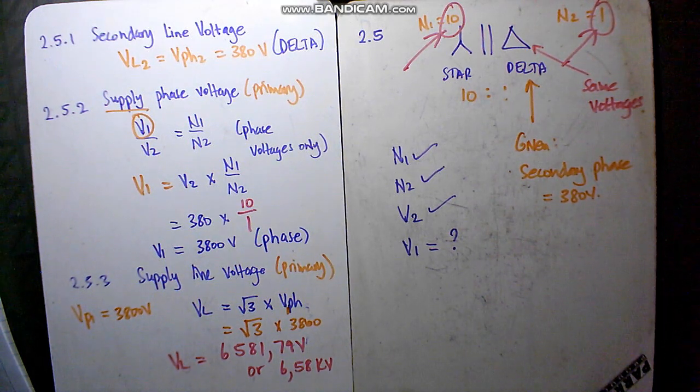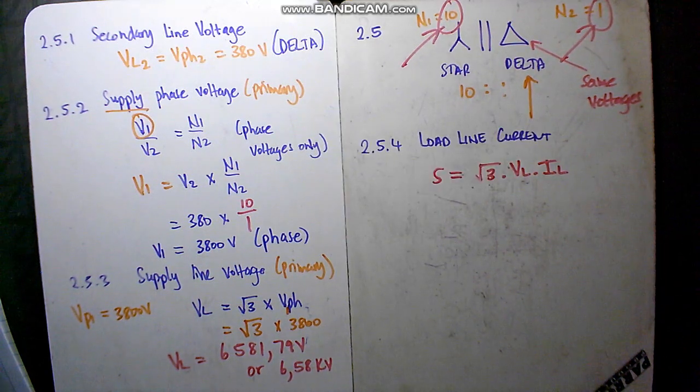The next question, the load line current. Here we were given apparent power. There is no cos theta in the question. You could use the true power formula as well, but then for cos theta you'll place a 1 there, which practically will be the apparent power. Notice that load means secondary, and so we are calculating the secondary line current. We will have to use the secondary line voltage in this question.